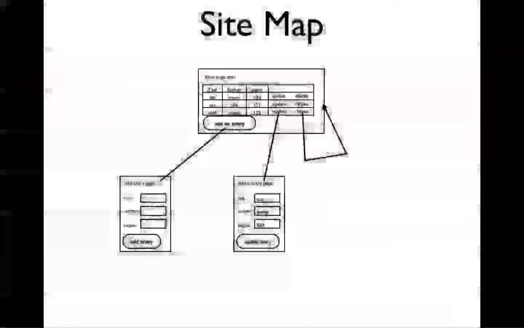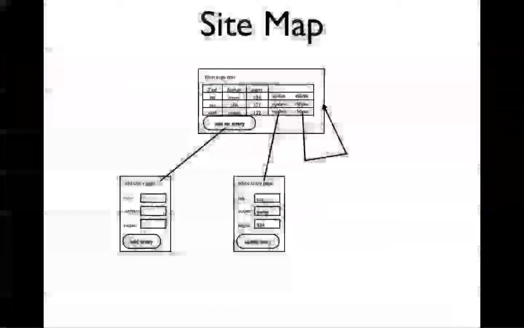Let's think about what the viewer will see. We have displayed a sitemap. As we saw in the example, the first page is the table with the data from the database. If they click on Add Entry, they had an Add Entry page. When they filled that out and clicked on Add Entry, they went back to the Browse table.